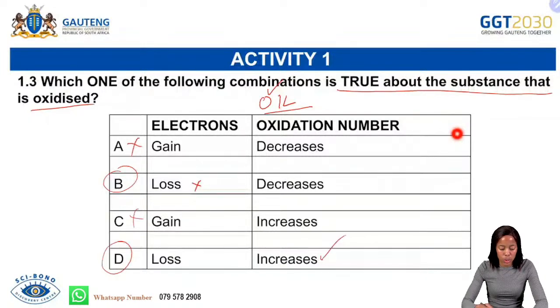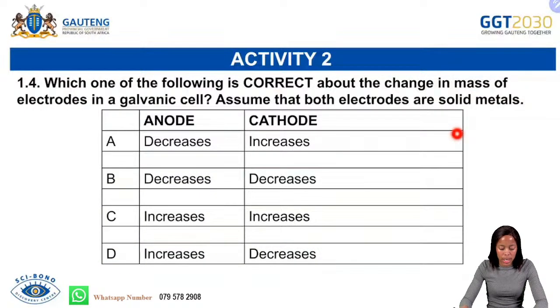B and D were our possible answers. Why? Because we firstly identified the loss there. But what is it that we know about oxidation? It's an increase in oxidation number. So it therefore means that our correct answer will be D. Because oxidation is loss of electrons, and in terms of oxidation, it increases in oxidation number. All of these multiple choice questions are taken from your previous question papers.